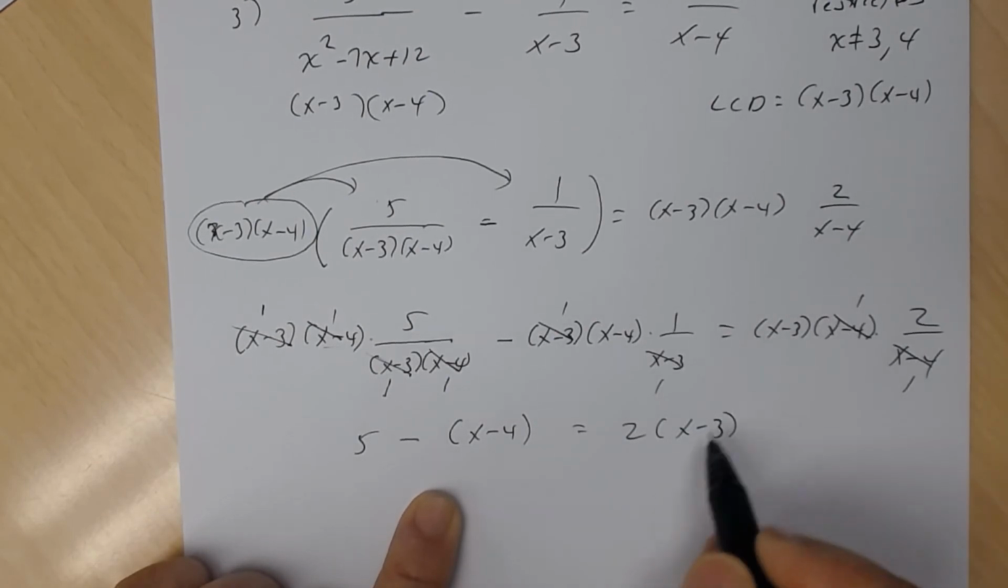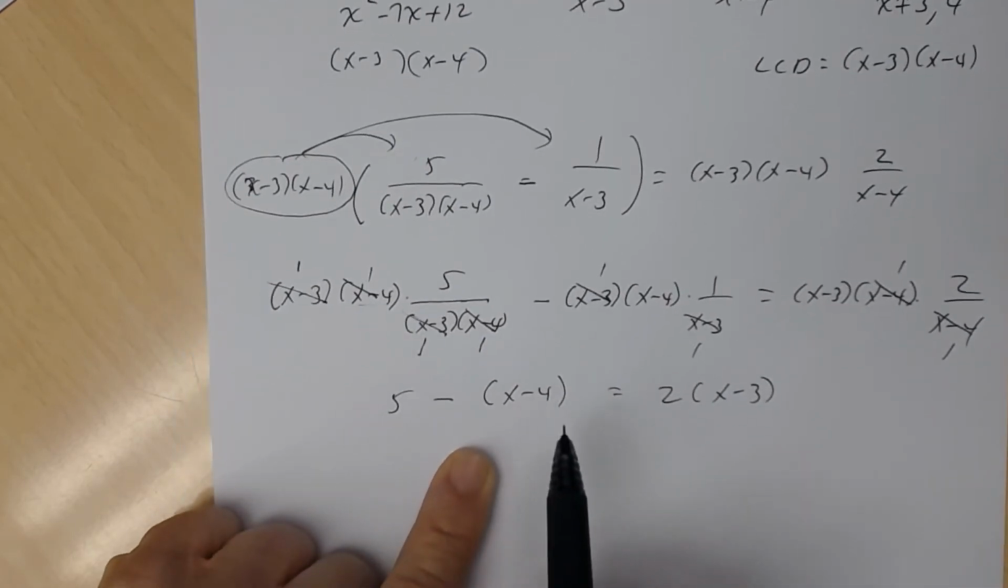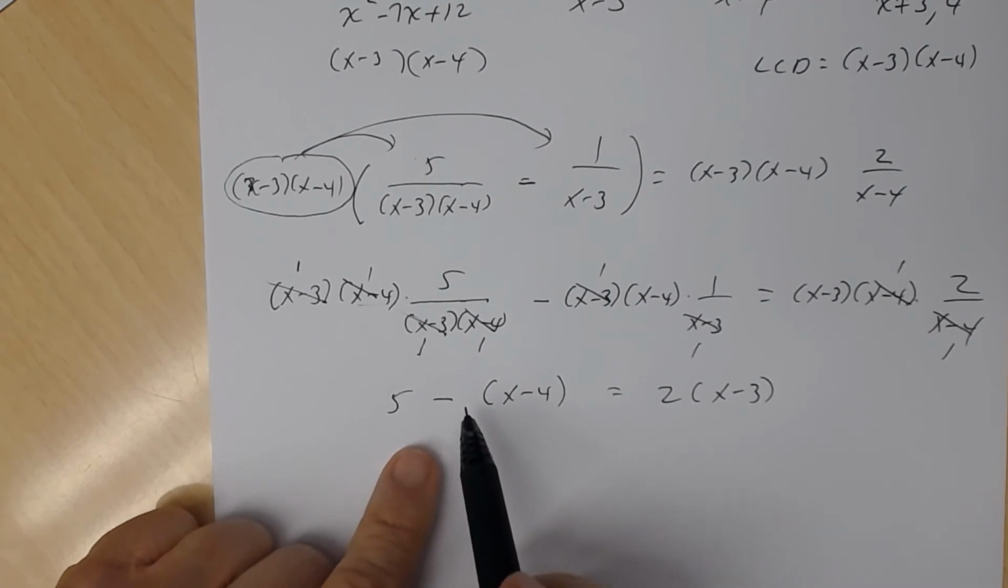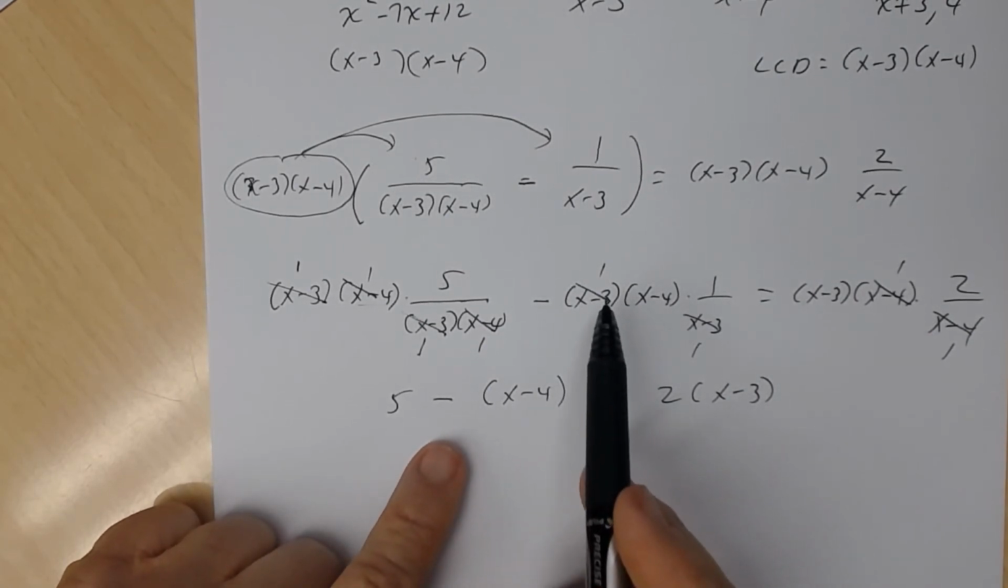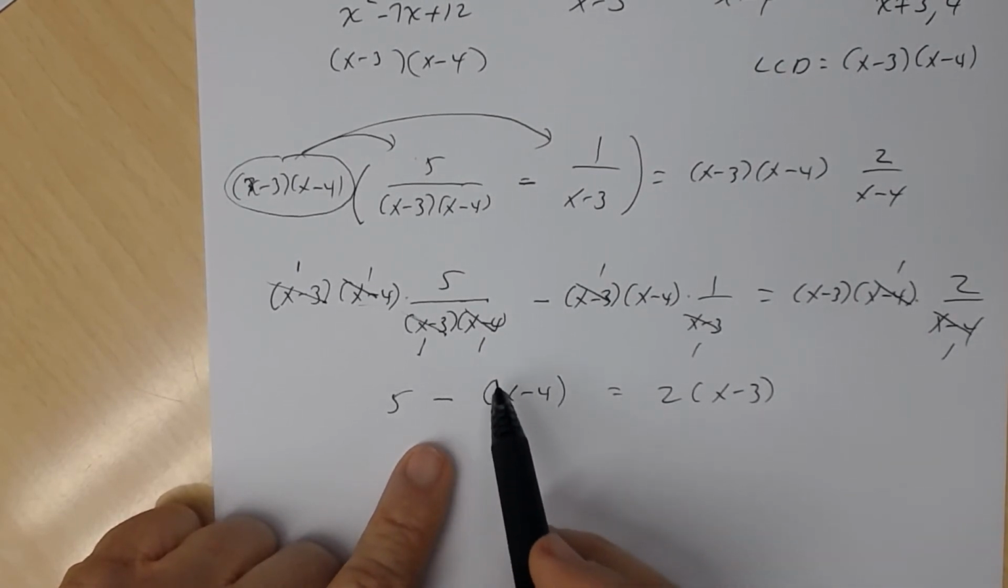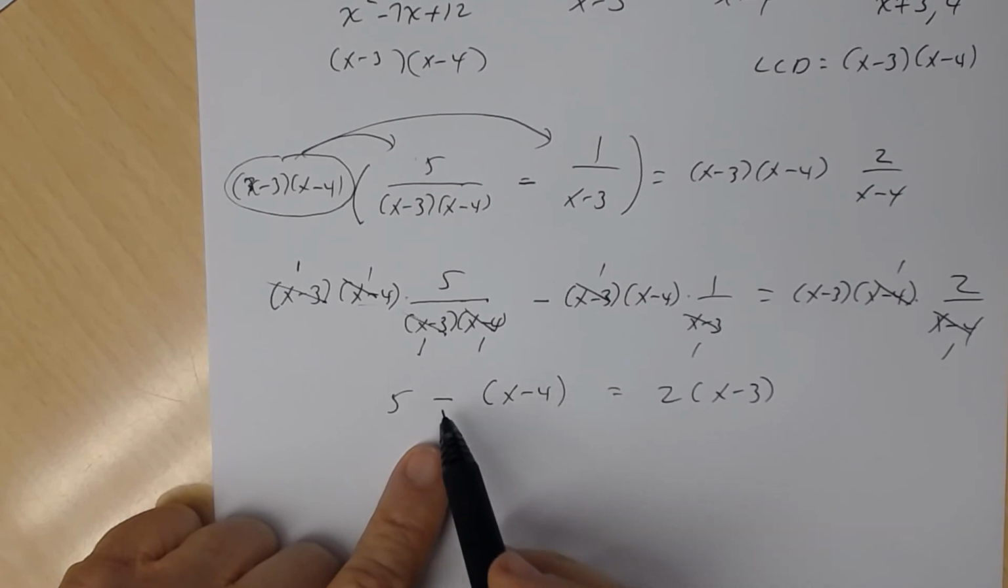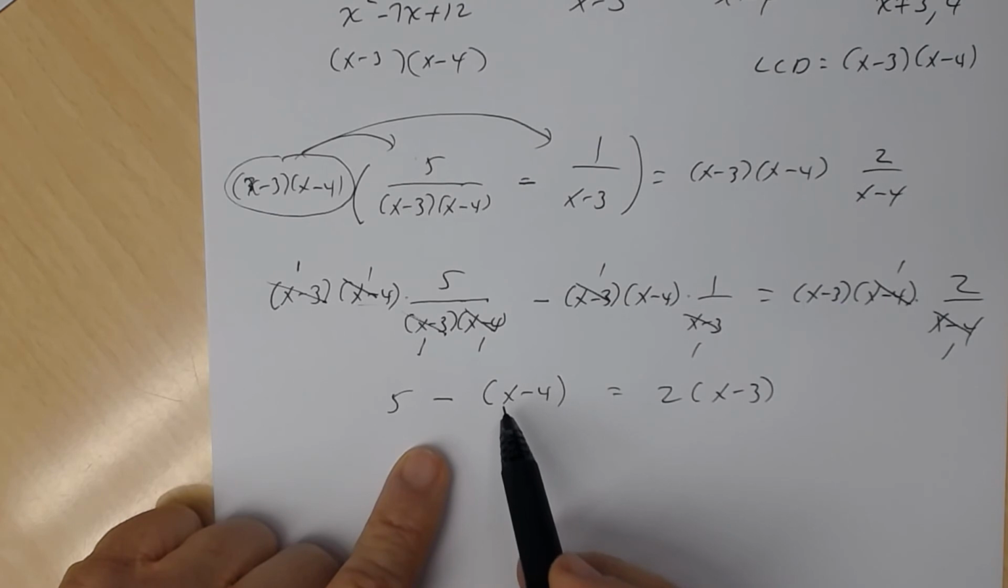Leave the parentheses. Okay, now, let's talk about this for a moment. If you had not put parentheses here, the only thing you're subtracting would have been the x. So you would have said 5 minus x minus 4, but that's not correct.